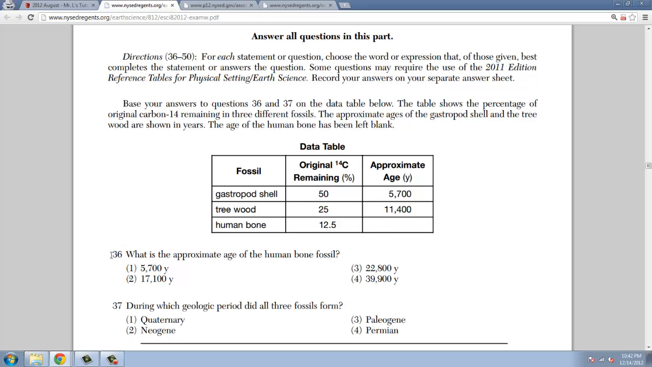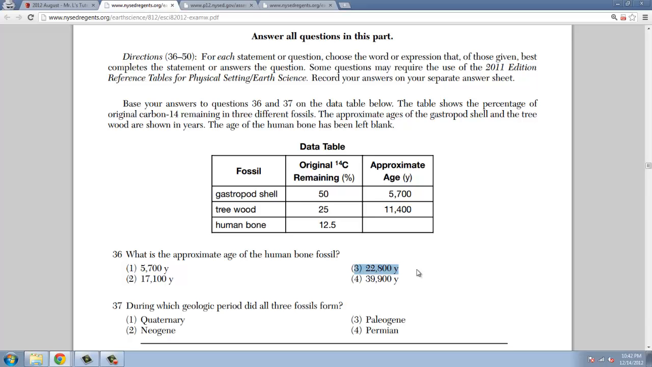36. What is the approximate age of the human bone fossil? Well, I think that most of you probably know 12.5 is half of 25, so it has to go through another half-life. Now, the way they try to trip you up in this question is just simple logic. If you look at this question, you say 5,700 times 2 is 11,400. So let's multiply this again by 2, and you get 22,800. Here's the answer. Let's move on.